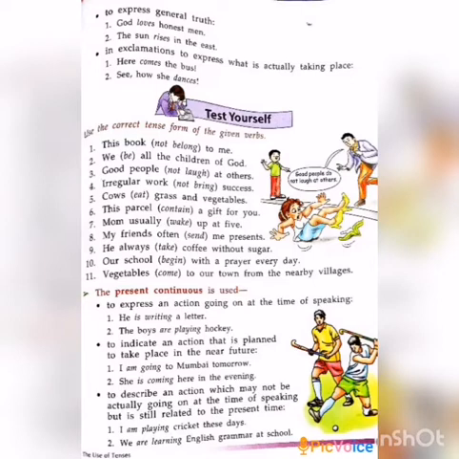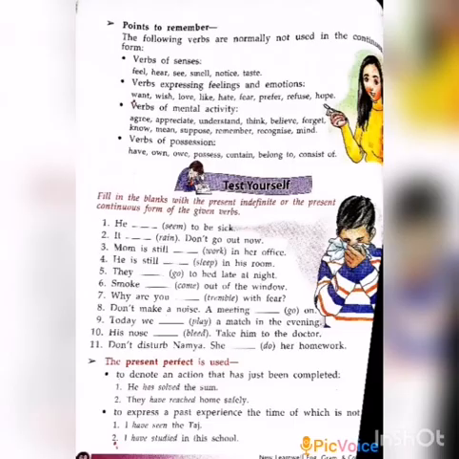Now all of you turn to page number 68. Page number 68, points to remember. The following verbs are normally not used in the continuous form. What are they? Verbs of senses, verbs expressing feelings and emotions, verbs of mental activity, verbs of possession. See, the first one, verbs of senses. So what are the five senses? Feel, hear, see, smell and taste. Here they have given one more sense, notice.